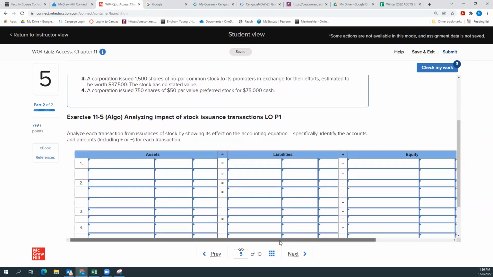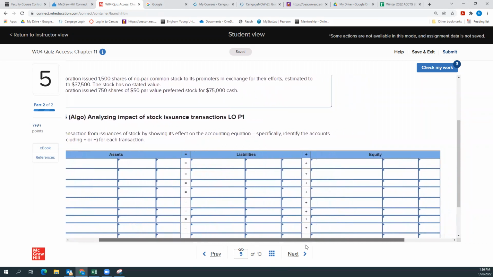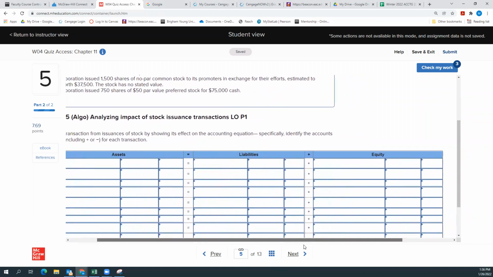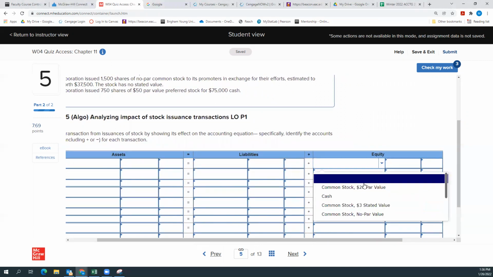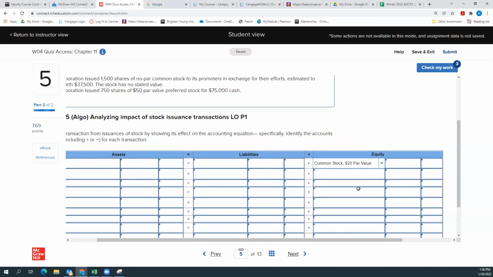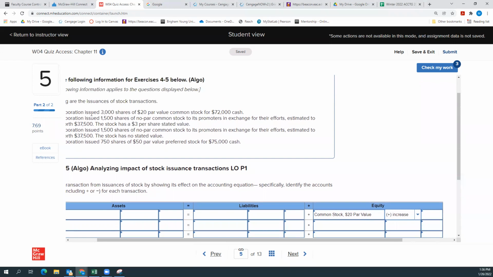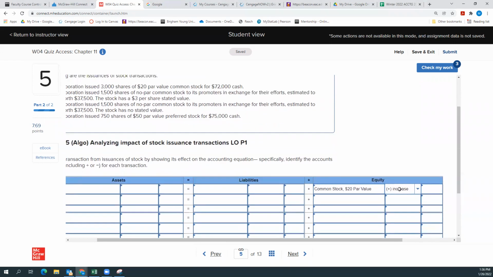I hate this scrolling business too, and I'm sure you do too. I'm going to start over here on the equity side. I'm going to say common stock, $20 par value, and that's going to increase my equity. It will increase it 3,000 shares times $20 par value, which will be $60,000. And it looks like we got 72,000 in cash.